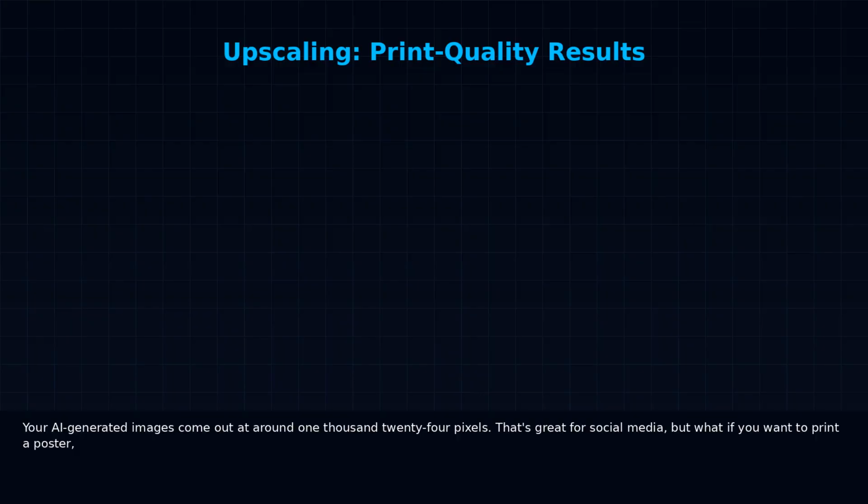Your AI-generated images come out at around 1024 pixels. That's great for social media, but what if you want to print a poster, create a desktop wallpaper, or use the image in a design project? That's where upscaling comes in. There are two main approaches.